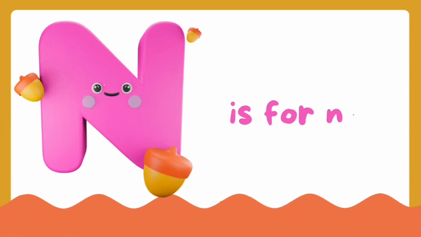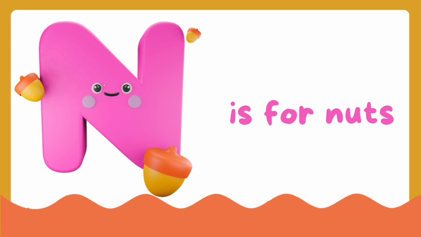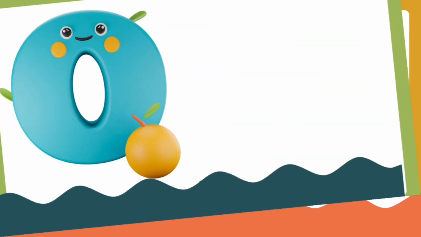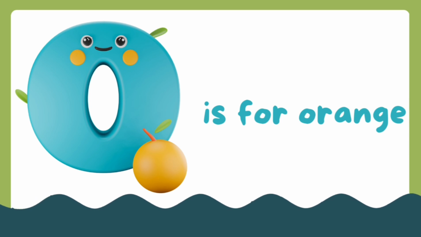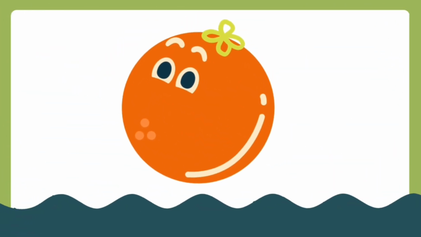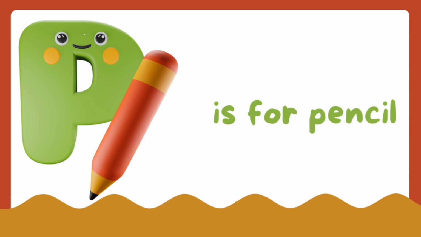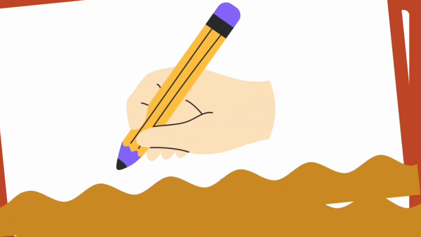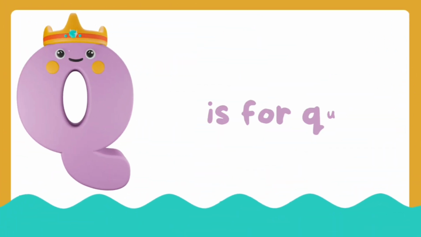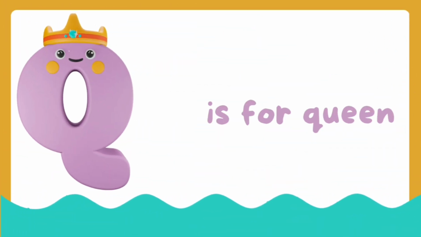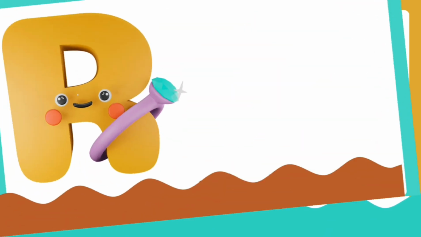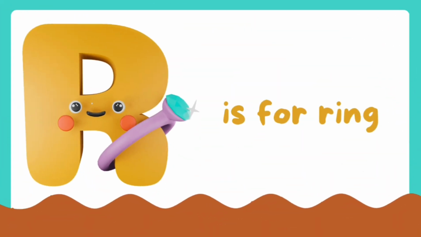N is for nuts. O is for orange. P is for pencil. Q is for queen. R is for ring.